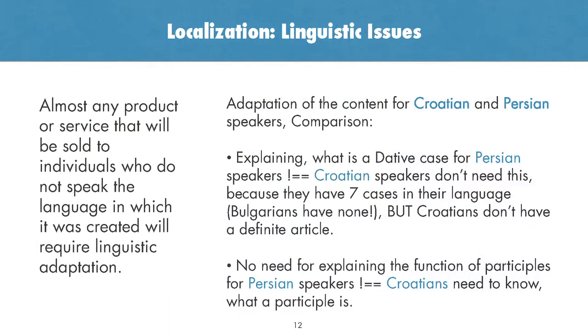So, as we want to explain, for example, to the learners what cases are or what the dative case is, it's not just talking about how we can produce this case, or what the morphology of these cases is. For Croatian speakers, it shouldn't be so difficult because they have 7 cases in their language, although they don't have any articles, but they understand what cases are.